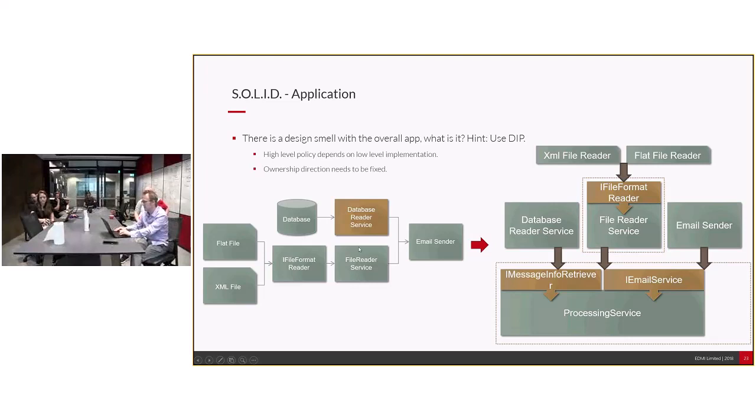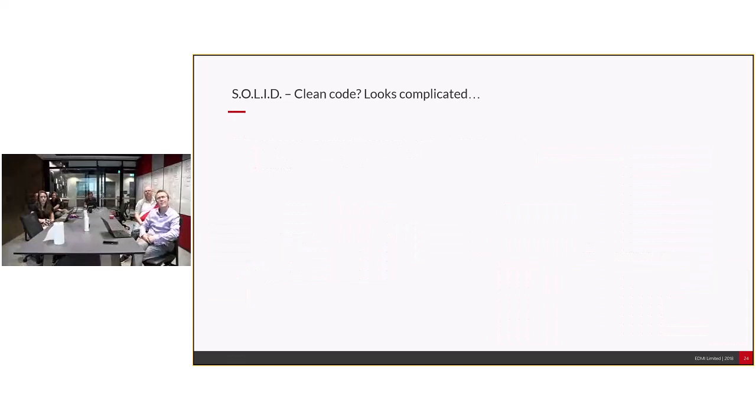So this becomes this. So you've just flipped the arrows and you have flipped the interfaces, right? So now the database reader service adheres to the specification of processing service through IMessageInfoRetriever, right? So that's the flip. There are two flips here. It's not just a flip of dependency, but it's also a flip of ownership, right? That's the key. That's the subtle part of this, right?